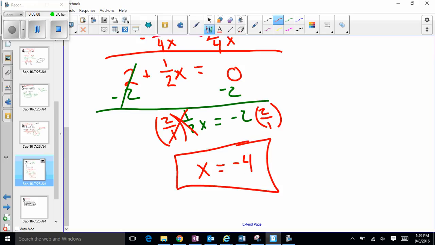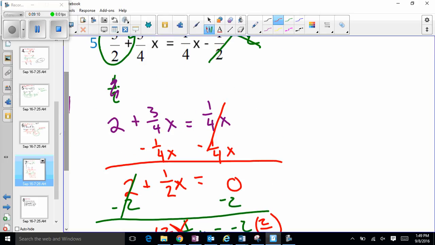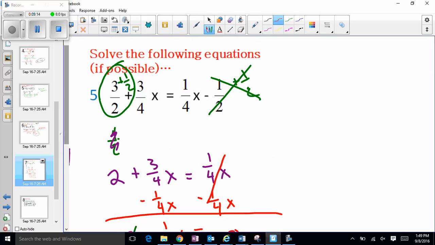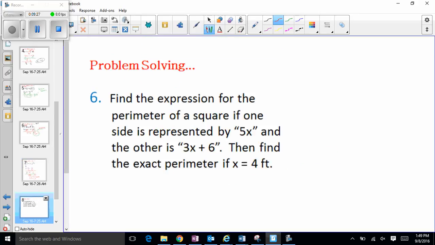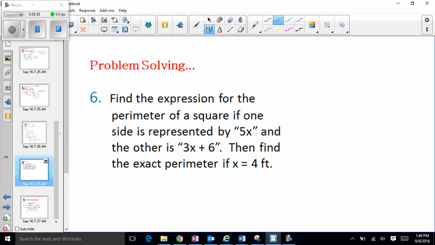I can always go back and check. I can put in a 4 for 3/4 and a 4 for 1/4 and so on and so forth. But this is the solution, and this is the end. Now you see your homework. Oh, I'm sorry. We got one more problem here.